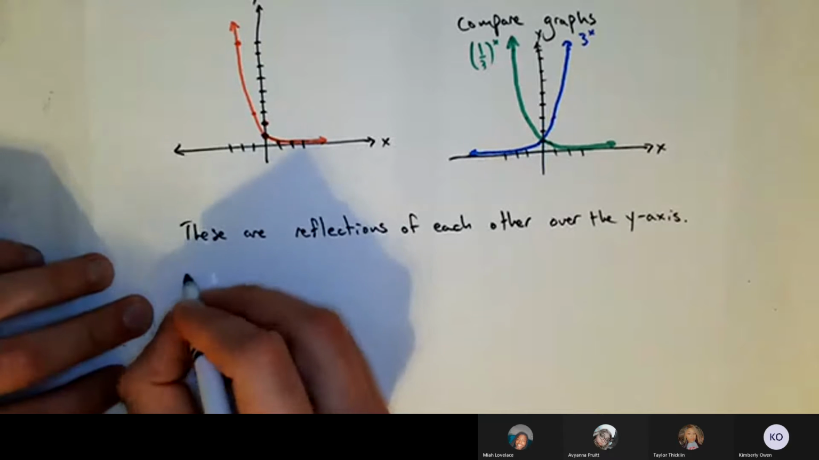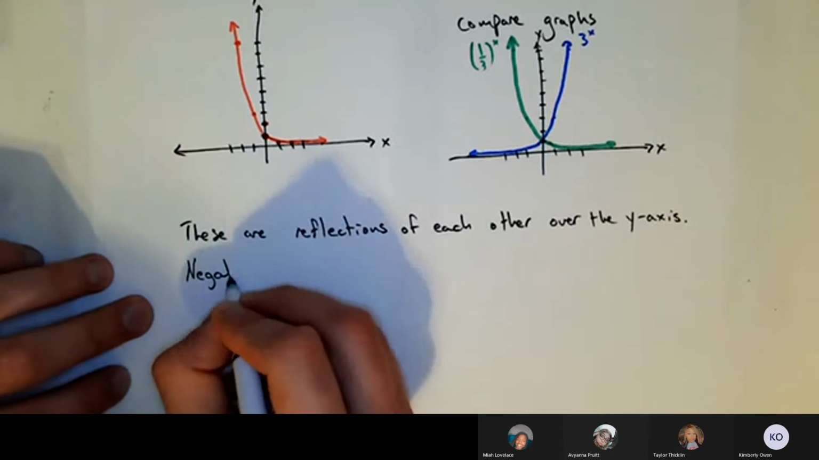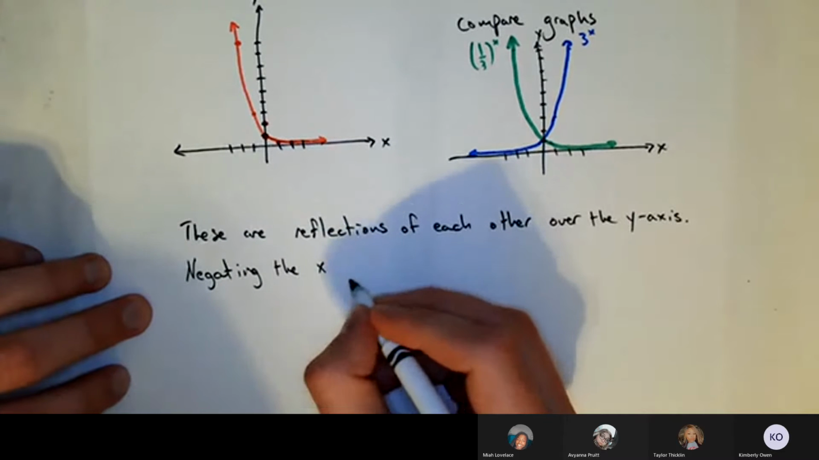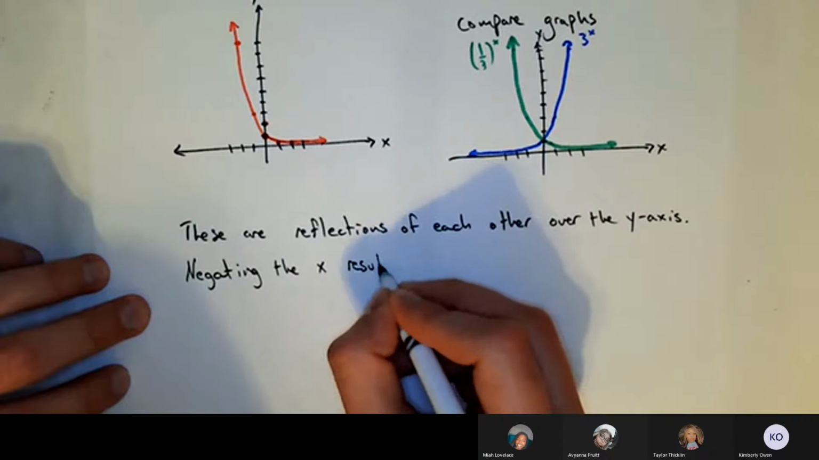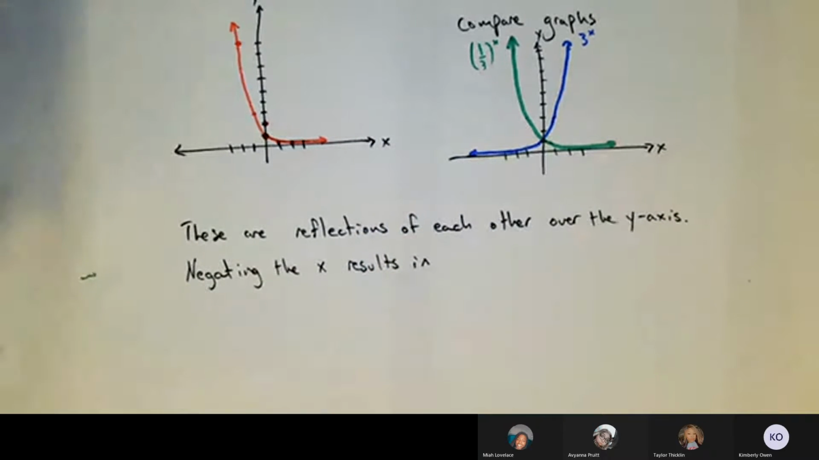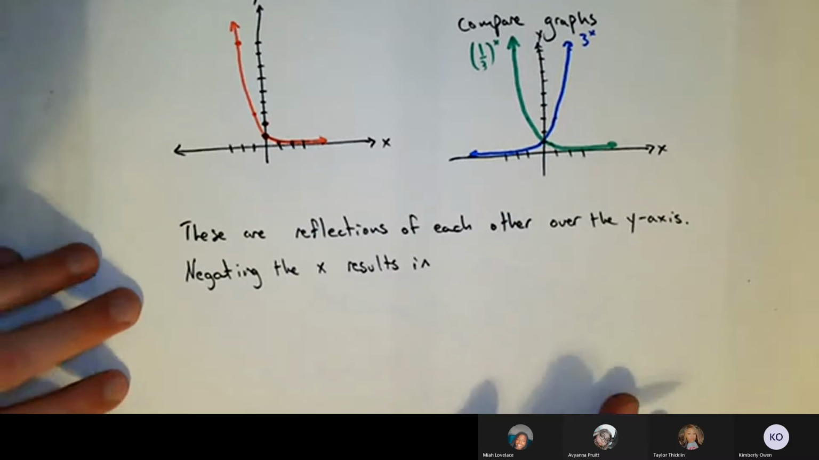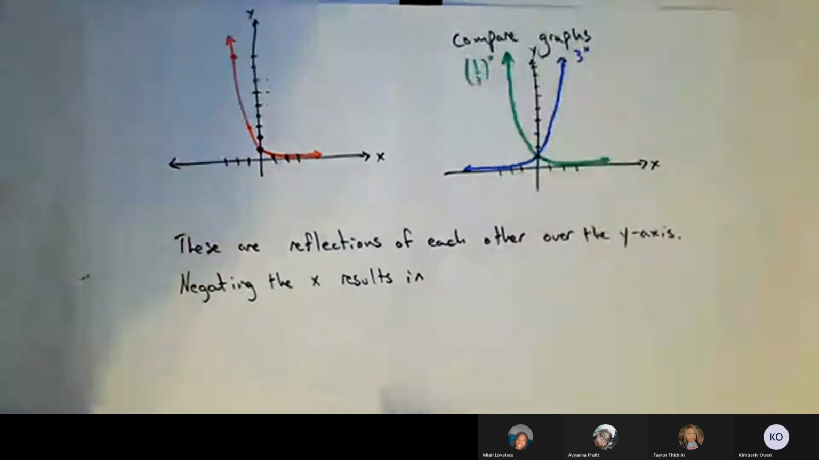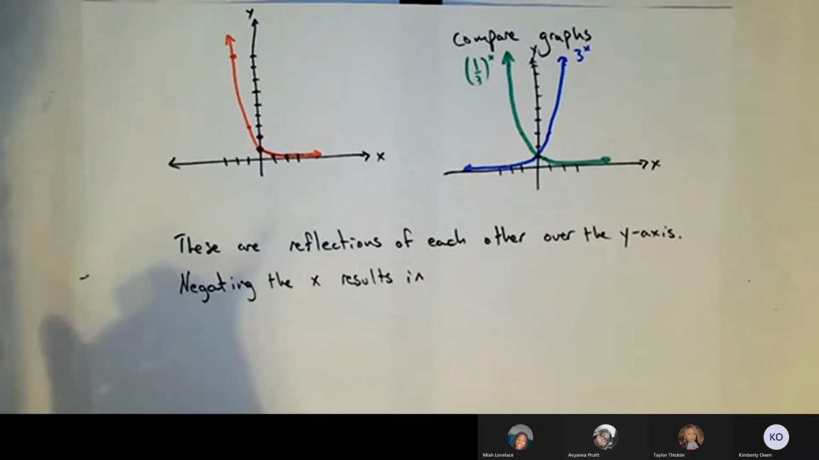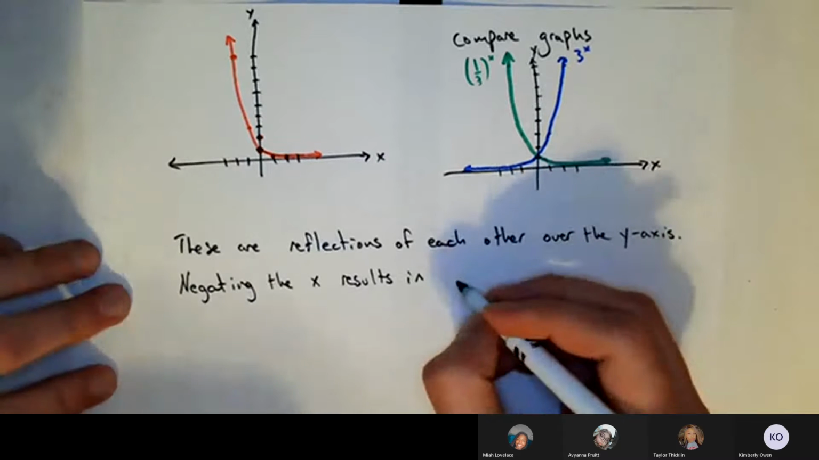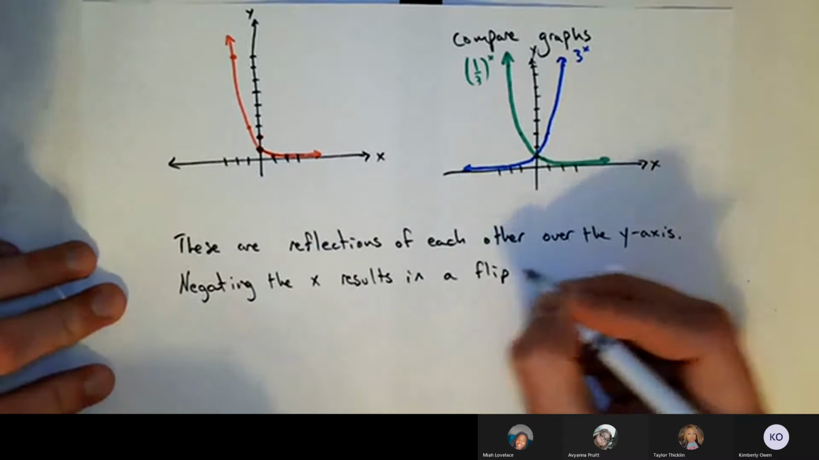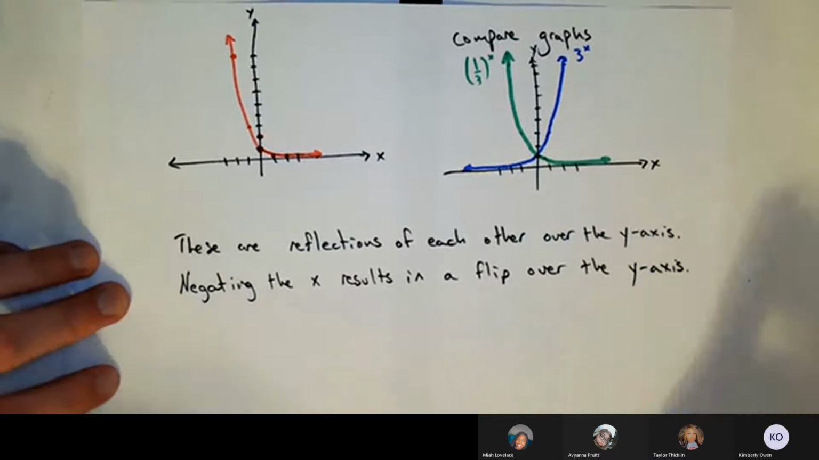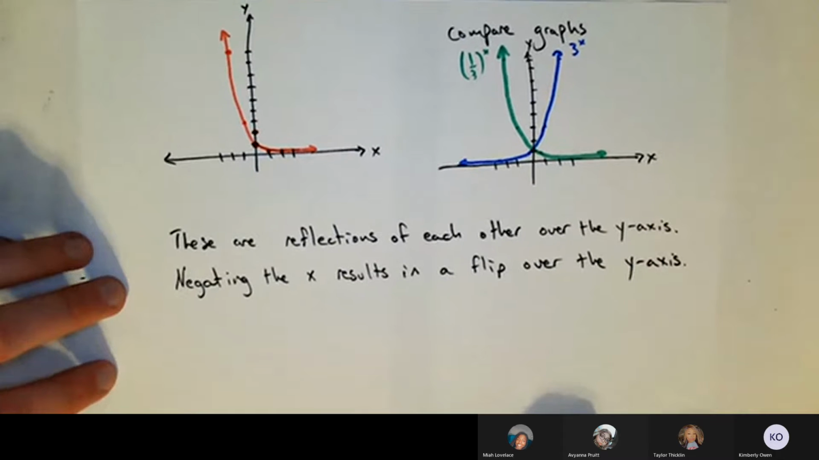So remember that if we negate the x, we had all those rules from chapter 2, like section 2.6, where if you negate the whole function, then it flips over the x-axis. And if you negate just the input, the x value, then that results in a flip or reflection over the y-axis. So what's the point? What am I getting at here?